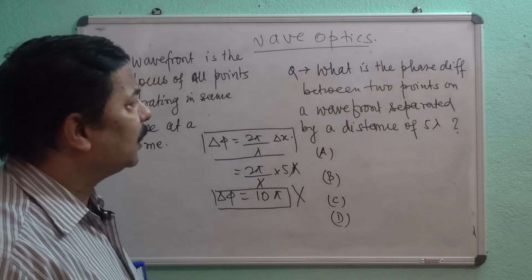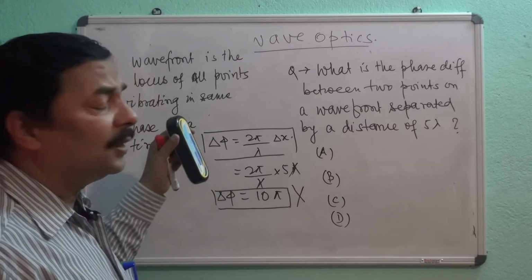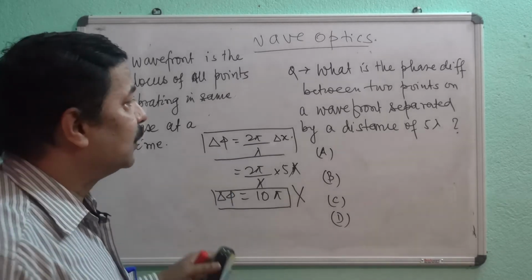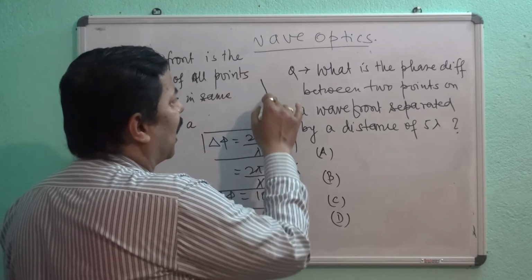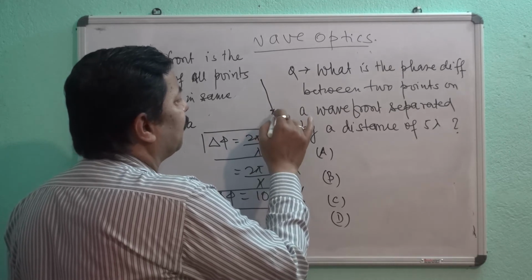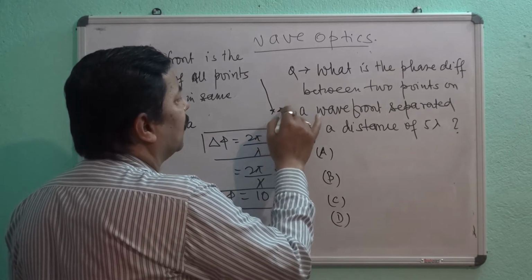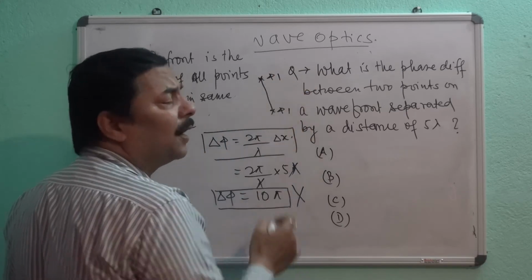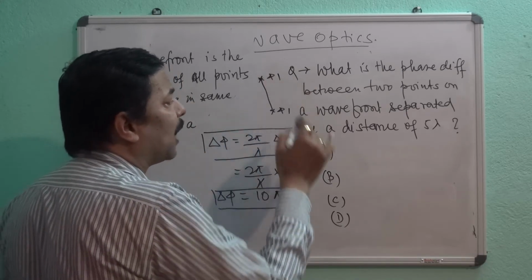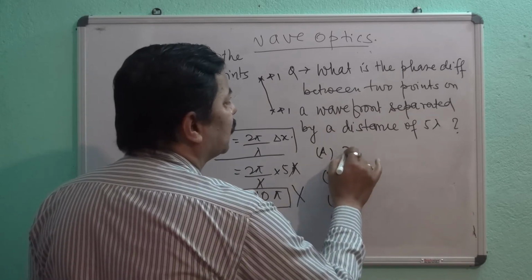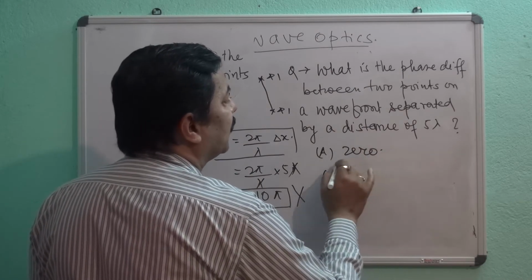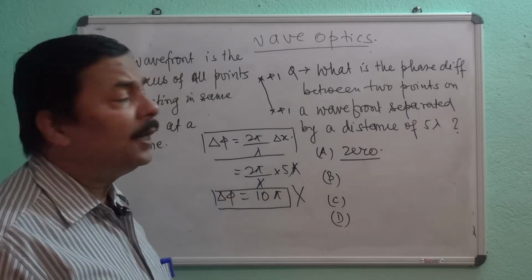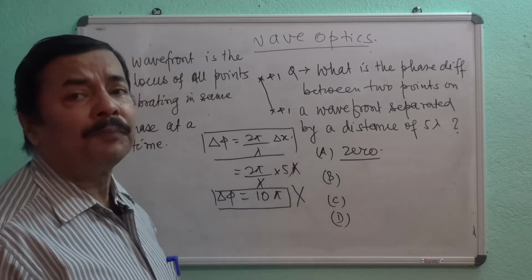Why is it not correct? What I said is that a wavefront is the locus of all points vibrating in the same phase. So if the distance is 5 centimeter, and here the phase is phi 1, then here it should also be phi 1, because it is the wavefront. So the answer should be 0. The phase difference is 0. Don't get confused by the answer that it should be 10 pi. Phase difference is 0.